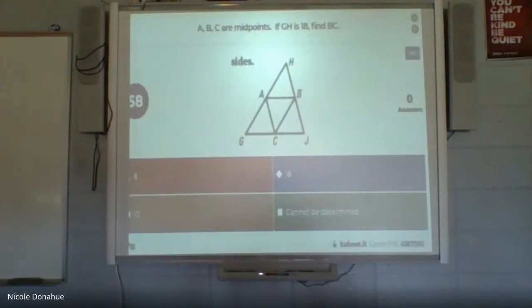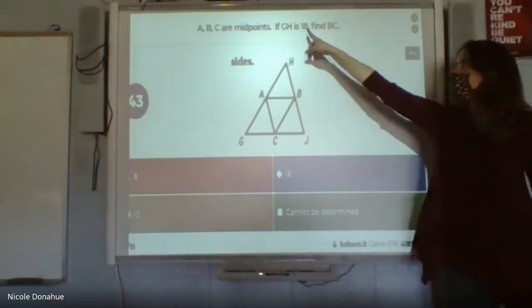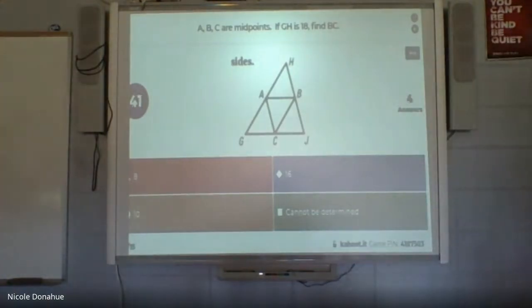Same drawing, so GH is 18, find BC. Oh shoot, that's wrong. That should be 16. Sorry, GH is 16. That changed your, sorry. GH should be 16.